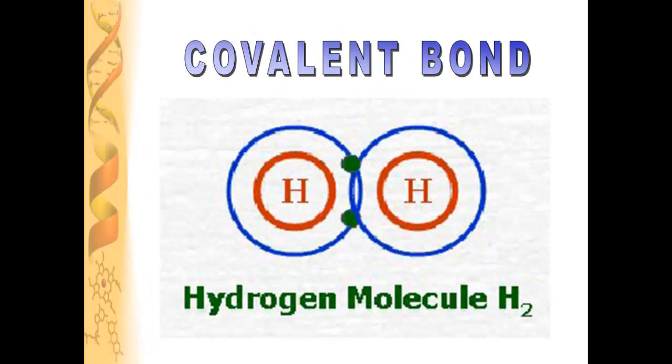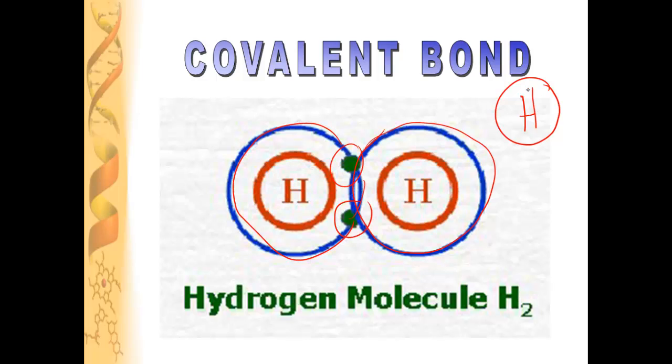Here is what a covalent bond looks like. This hydrogen atom has one outermost valence electron, and this hydrogen has one outermost valence electron. Because hydrogen only has one electron shell, it only needs 2 electrons to be full and stable. When 2 hydrogens get together, these electrons are shared. Sometimes they'll be over here, sometimes over here, and at any one time, each hydrogen is now happy and stable.